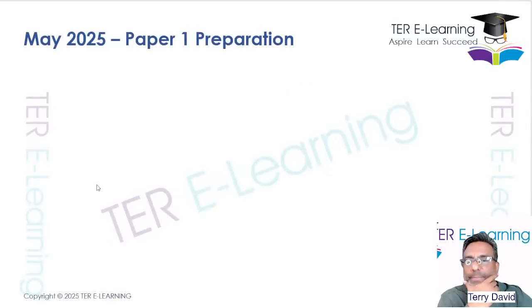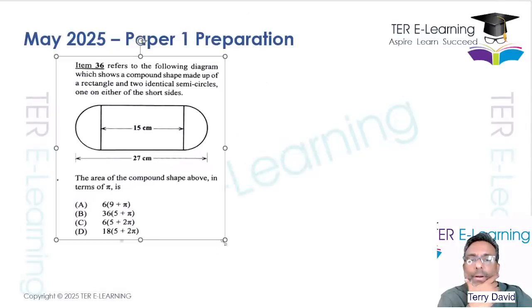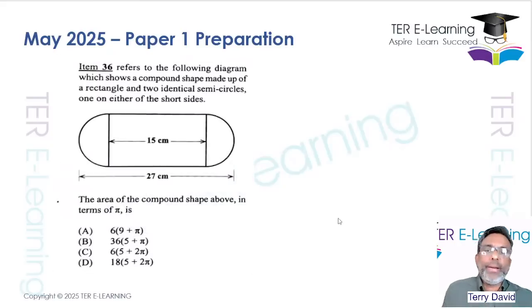The next question here. We have a diagram showing a compound shape made up of a rectangle and 2 identical semicircles. The area of the compound shape is given by what? So this compound shape here is a rectangle and 2 semicircles.